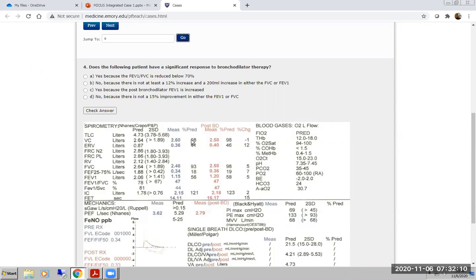You guys probably don't remember from that algorithm where that puts us, but what's your thought here? Before we look at the bronchodilator response, what's going on physiologically with this person? Yeah, excellent. So this is classic obstruction.